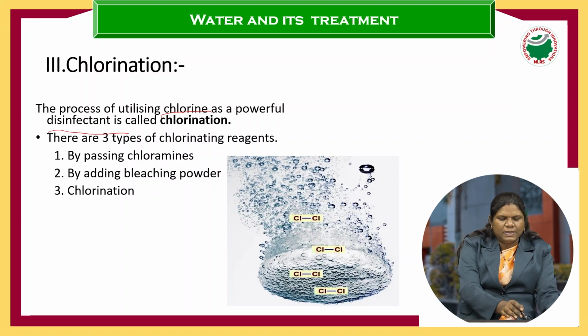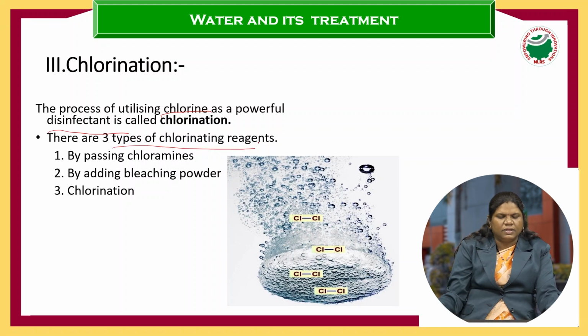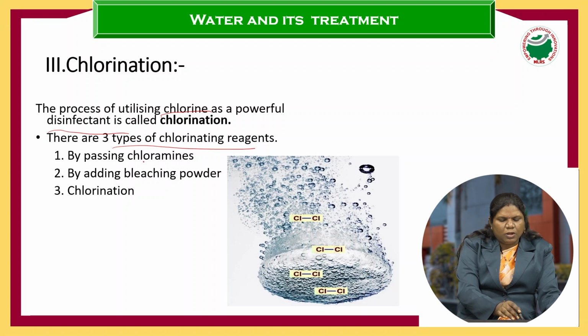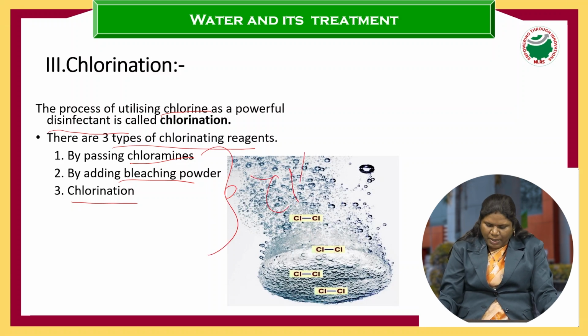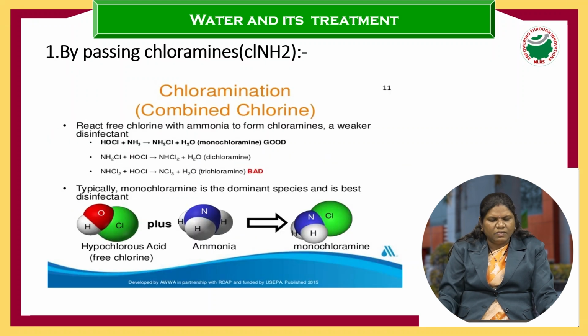There are three types of chlorinating reagents. First, by passing chloramines; second, by adding bleaching powder; and third, by chlorination. In these three methods, chlorine is the main component. We will see them one by one. First one, by passing chloramines.